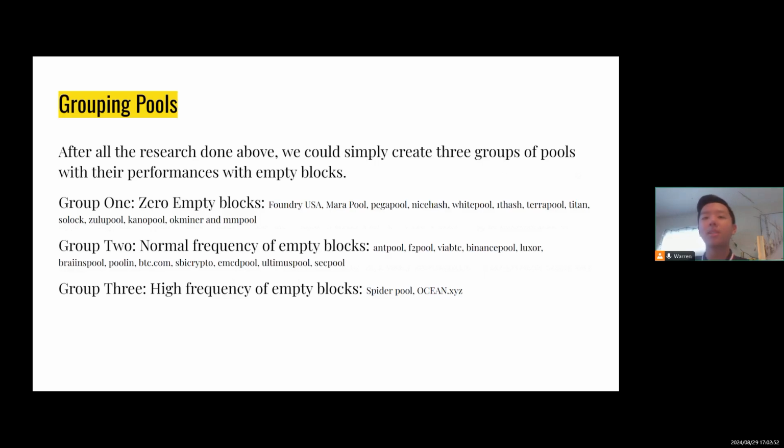Then we have group number 2, normal frequency of empty blocks, which has Mpool, F2 Pool via BTC, Binance Pool, Luxor, Brains Pool, Poolin, BTC.com, SBI Crypto, EMCD Pool, Autism Pool, SCC Pool. Then we have group number 3, which is high frequency of empty blocks, represented by Spider Pool and Ocean.xyz.